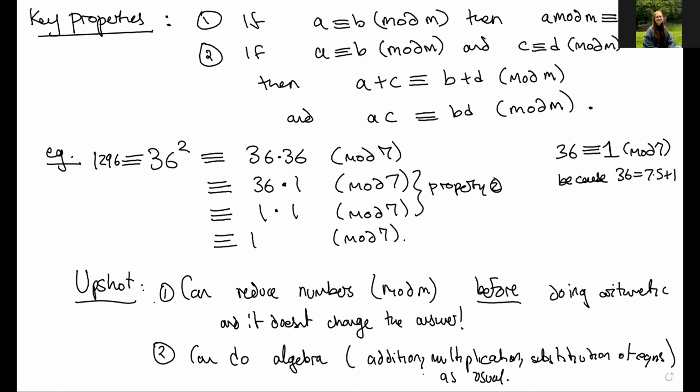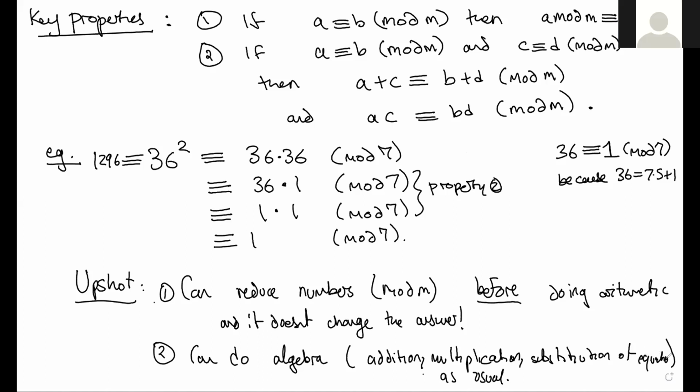Sorry, that's substitution of what? Like substitute one equation, like here, I mean. Oh, I just couldn't read what it says. Oh, sorry, yeah. So for example, here I use that 36 is congruent to 1. And then I substituted 1 for 36, right? Oh yeah, sorry, of equations. Thank you. Handwriting is bad.